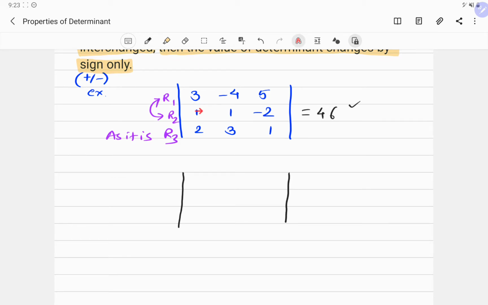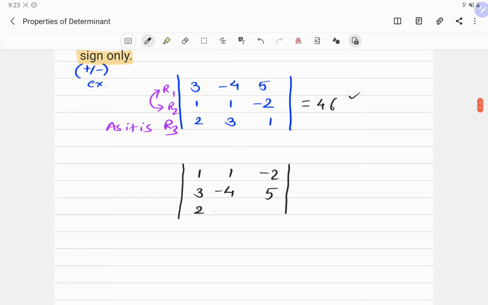Now this row 2, which is 1, 1, minus 2, let's convert this into the first row. So 1, 1, minus 2 becomes the first row. The first row, which was 3, minus 4, 5, now becomes the second row. And I am keeping the third row as it is, which is 2, 3, 1. So please observe these changes. This is 2, 3, 1, the third row, and I am keeping this one as it is. Here I am converting the first row into the second row, and the second row becomes the first row. In the sense, we interchanged the position of the two rows, R1 with R2, by keeping the third row as it is.